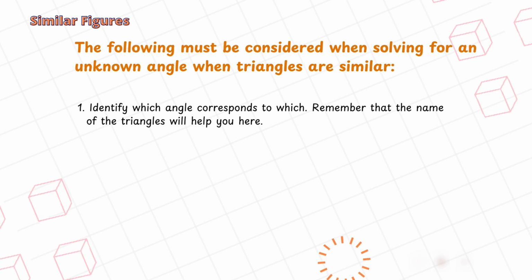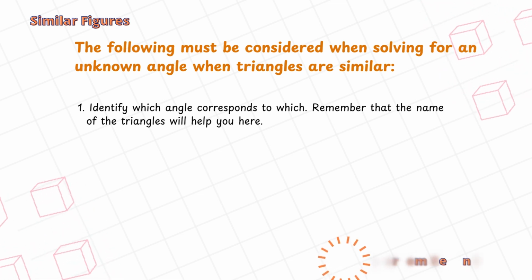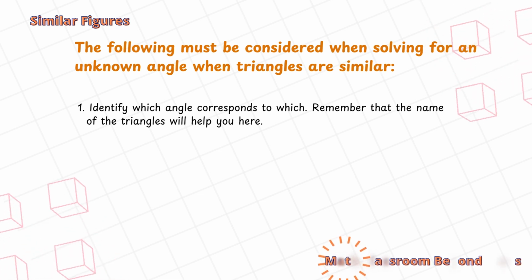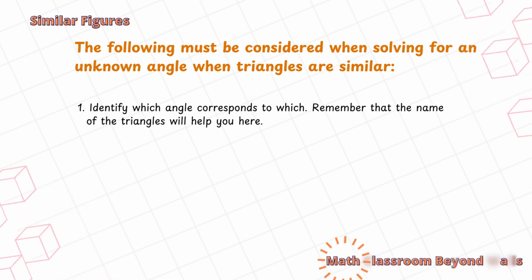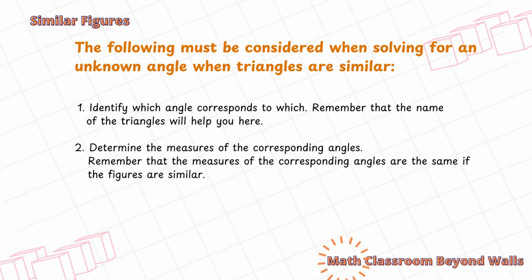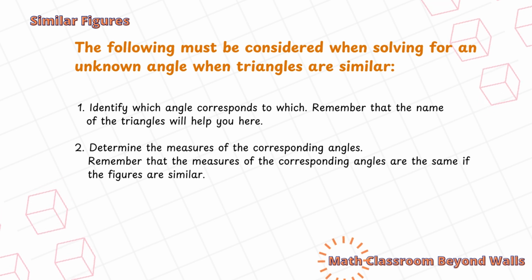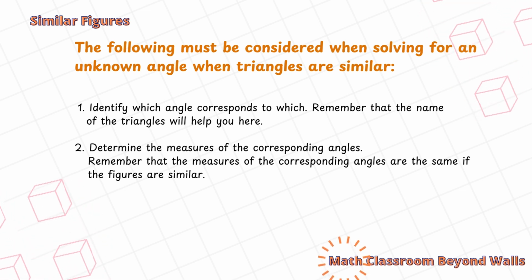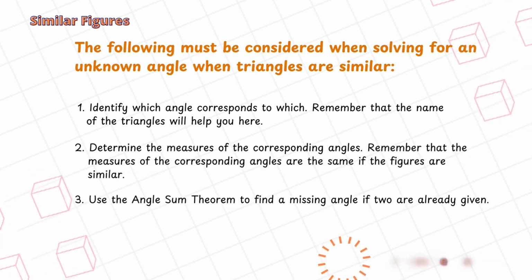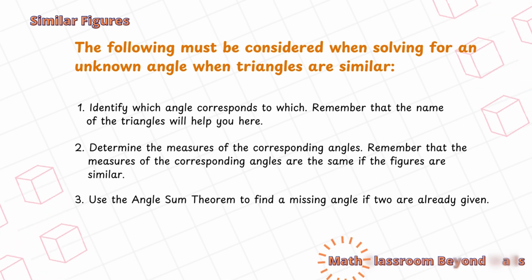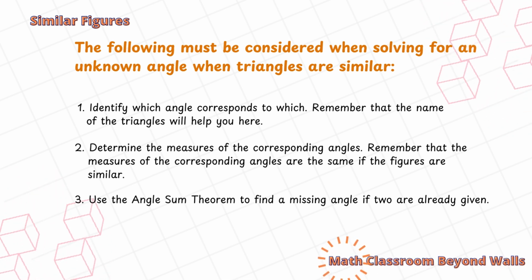First, identify which angle corresponds to which. Remember that the name of the triangles will help you here. Second, determine the measure of the corresponding angles. Remember that the measure of the corresponding angles are the same if the figures are similar. Third, use the angle sum theorem to find a missing angle if two are already given.